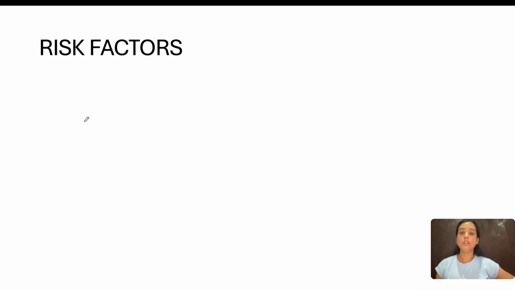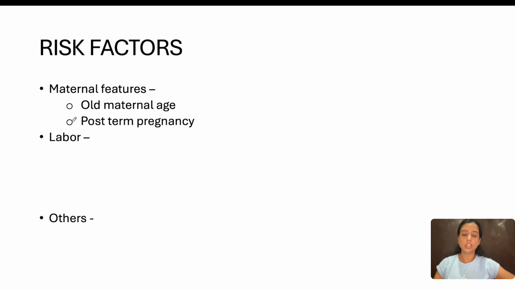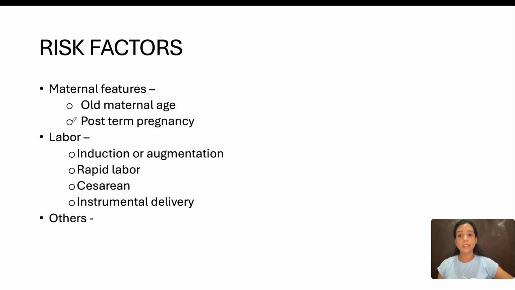The risk factors on which I asked you the questions: anything which will increase the negative pressure, the sucking of the uterus. Some are general risk factors like old maternal age, post-dated pregnancy. Other than that, rapid labor, labor which commences within 3 hours, cesarean, difficult instrument delivery. All that will increase the risk of amniotic fluid embolism. But remember, uterine hypertonicity, uterine hyperactivity does not increase the risk of amniotic fluid embolism.